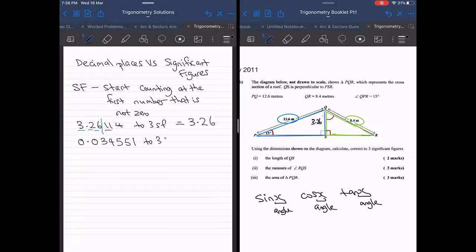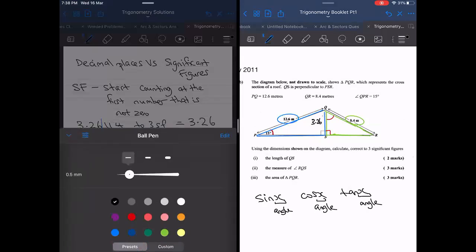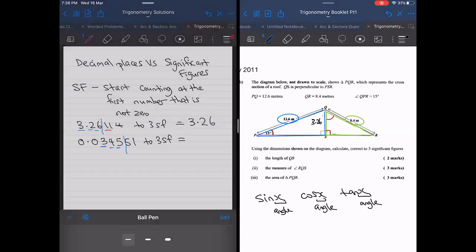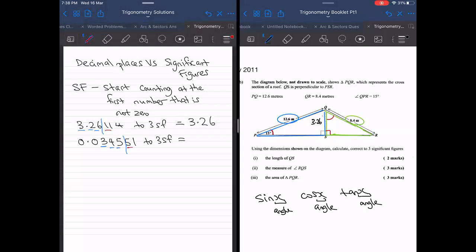All right, to the same three significant figures. I'm saying that for significant figures, you have to start counting at the first number that is not 0. So then you look to the right, it is 5 or more, so we round up. So this would be 0.0346.